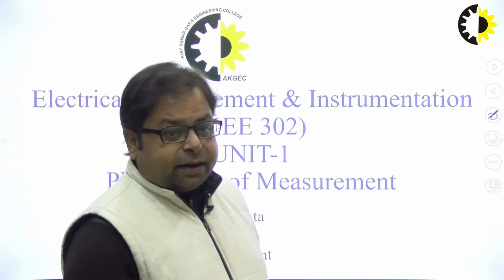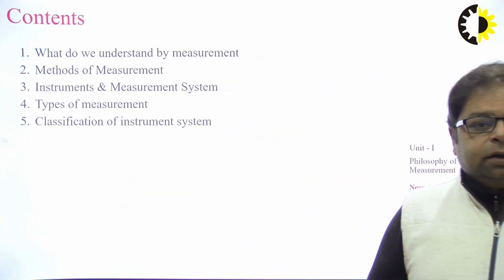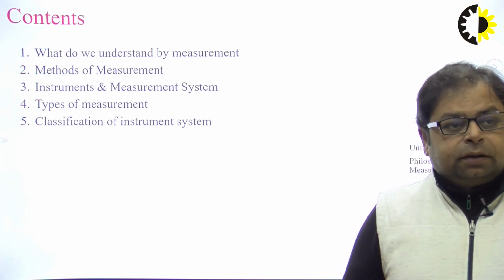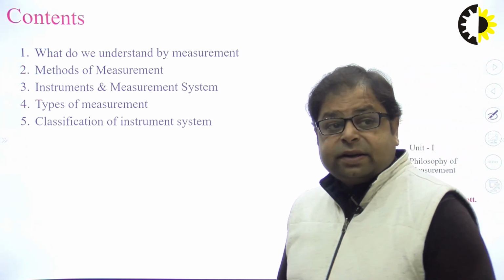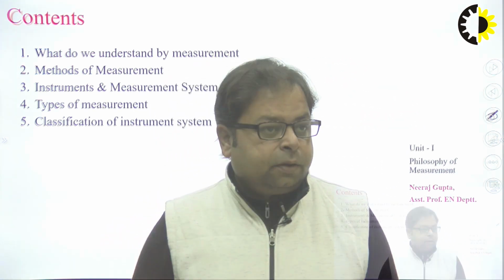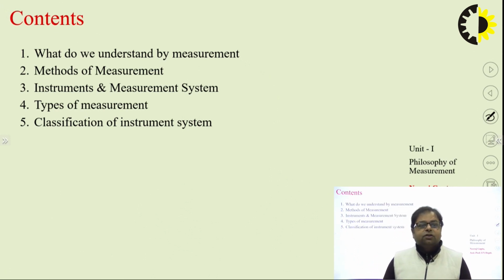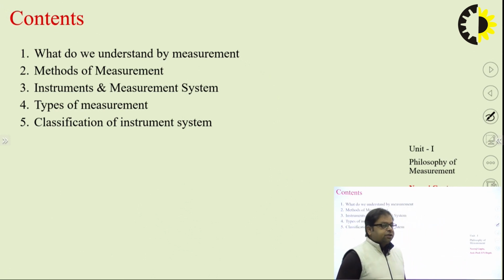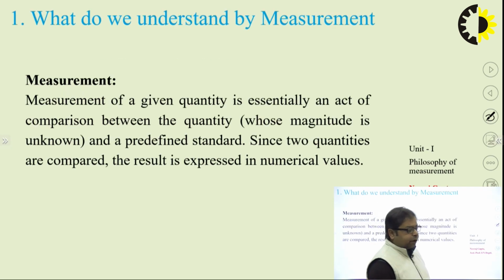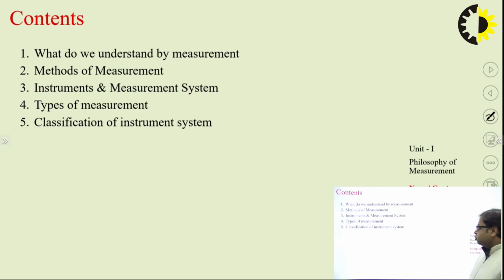The basic contents which specifically lie in this first unit are, first of all, what do we understand by measurements? What is measurement? What is instrumentation? Then second, we will talk about the methods of measurement, instrumentation systems, and measurement system. Then we will talk about the types of measurements, what type of measurements could be done. Then classification of instrument systems.